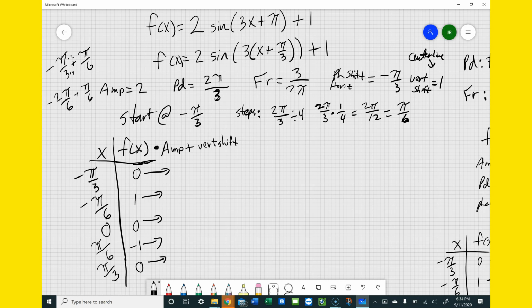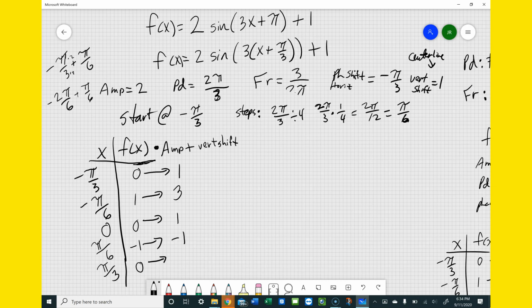So I multiply by the amplitude, which is 2, and I add the vertical shift, which is 1. So multiply this by 2. 0 times 2 is 0. Add 1, that's 1. 1 times 2 is 2, plus 1 is 3. 0 times 2 is 0, plus 1 is 1. Negative 1 times 2 is negative 2, plus 1 is negative 1.